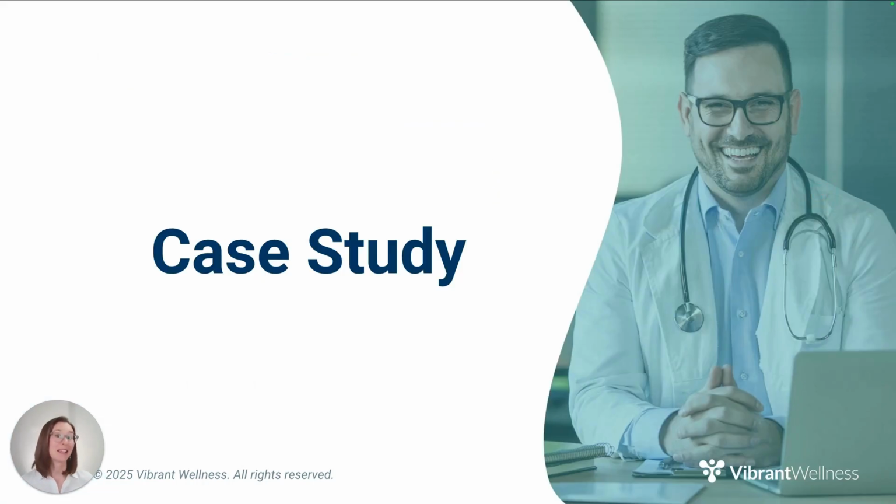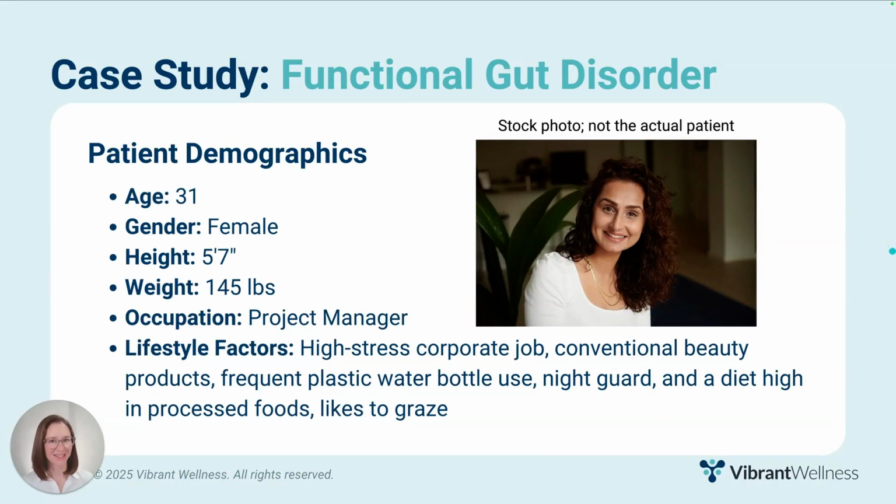Now, before we dive into the clinical decision tree for gut-zoomer interpretation, and also to help us better visualize the 3 stages of GI dysfunction, I'm going to introduce a case study that we'll follow through the 3-stage framework. Meet Jessica. Jessica is a 31-year-old female who is 5'7" and weighs 145 pounds, making her BMI 22.7. She does have a high-stress corporate job as a project manager, uses conventional beauty products, frequently drinks from plastic water bottles, and wears a plastic night guard every night. She gets poor sleep, eats a diet high in processed foods, and likes to graze instead of eating meals.